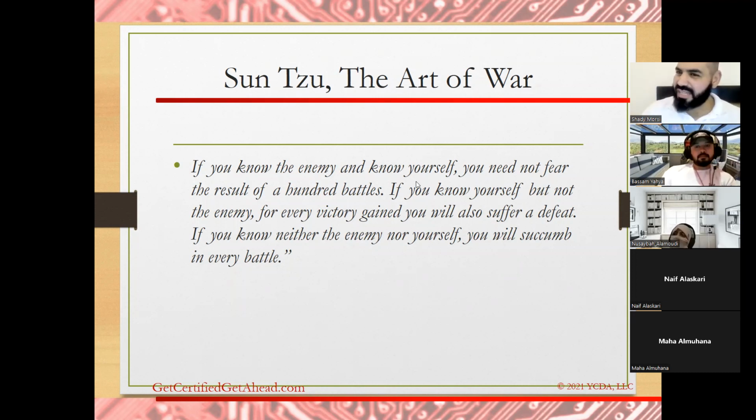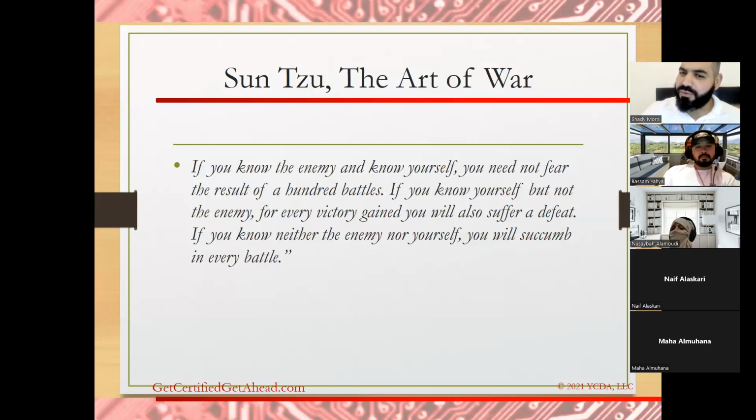So what this guy said, there are 3 situations. He said, if you know yourself and you know your enemy very well, so you know where your weak points are, you know where your strengths are, you know where you can attack your enemy, you know what their weak points are, you know what their strengths are, you can win 100 battles. You will never lose. Why? Because you know yourself very well and you know the enemy very well.